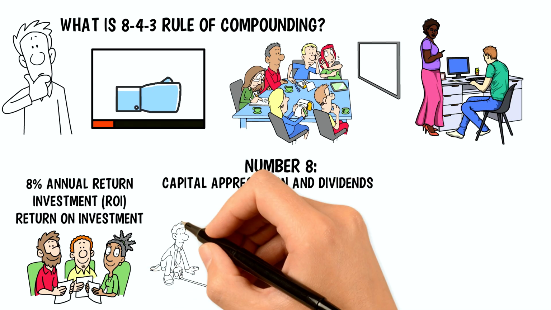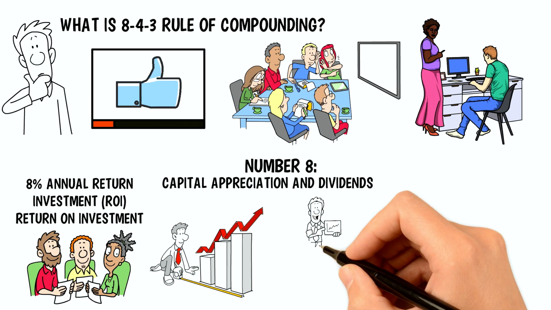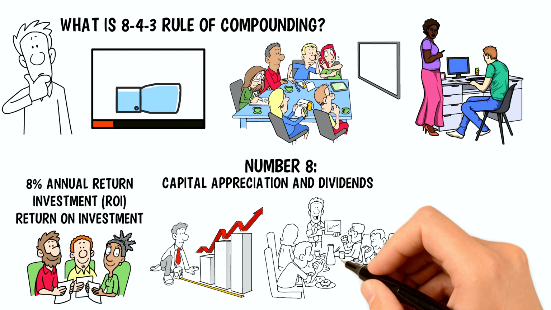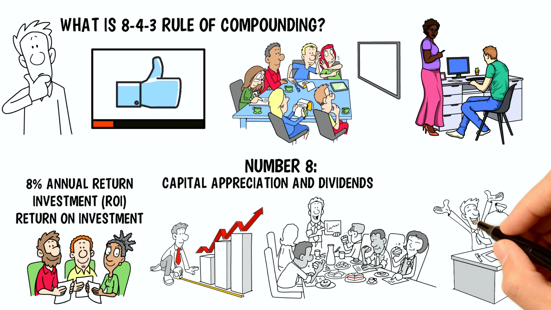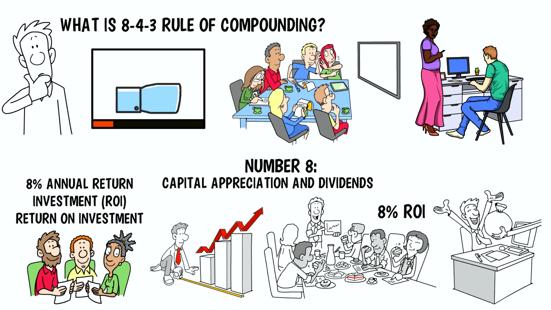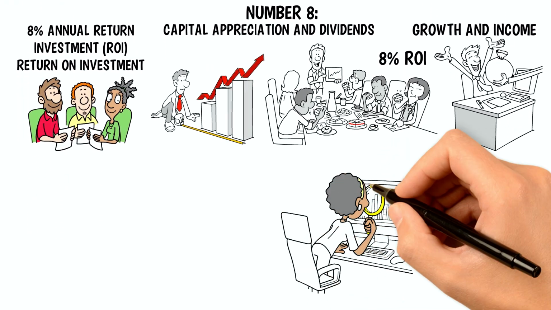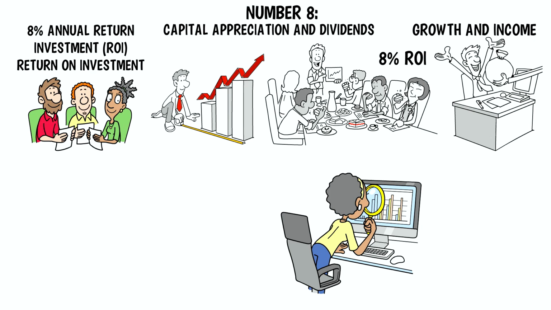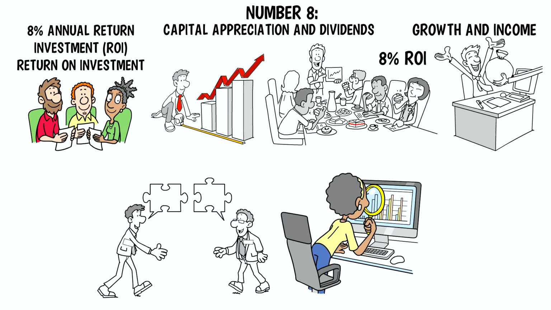Capital appreciation refers to the increase in the value of your investment over time. Dividends are regular payments distributed by companies you invest in, providing a steady stream of income. An 8% ROI allows you to benefit from both growth and income generation. Additionally, 8% return is something that anyone can achieve easily and practically, so that makes this wealth-creating game more interesting.